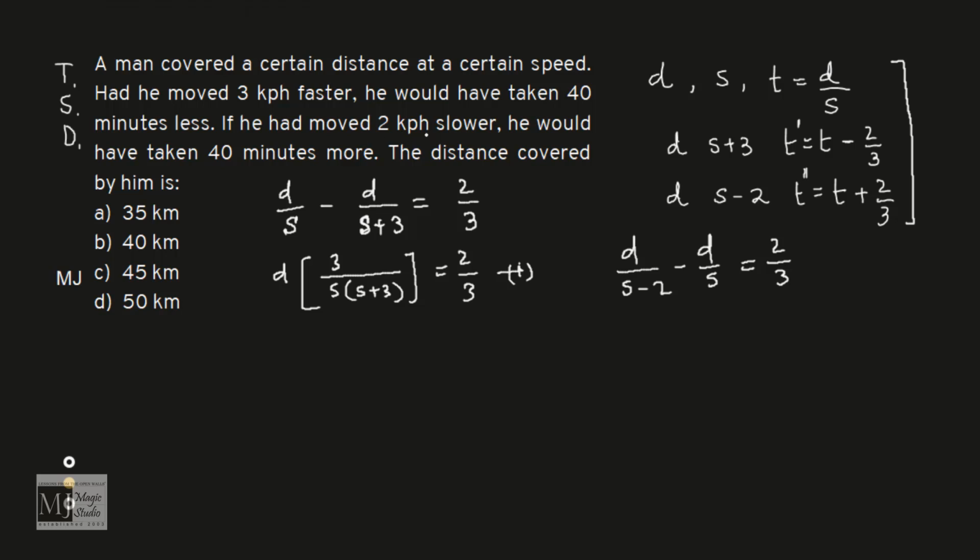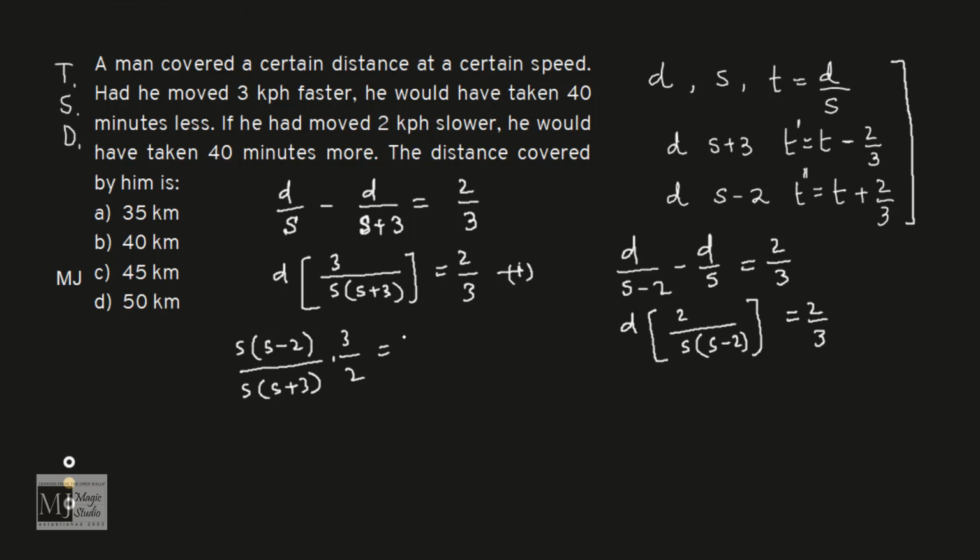Time taken at 2 kilometers slower speed is more than the normal time by 40 minutes. So d common, s minus s plus 2, into s into s minus 2, is equal to 2 by 3 again. Okay, so from here we have the value of d, from here we have a value of d, and these things are the same. We can divide them, and if I divide these two, what I'll have is s into s minus 2 by s into s plus 3, this 3 will go up and 2 will come down, is equal to 1. That means we can cancel s.